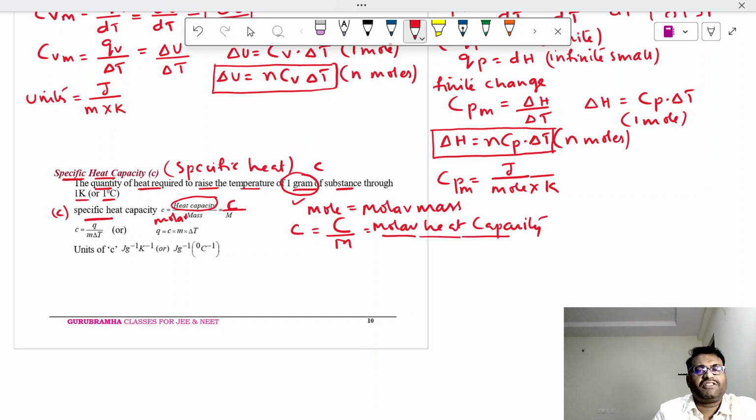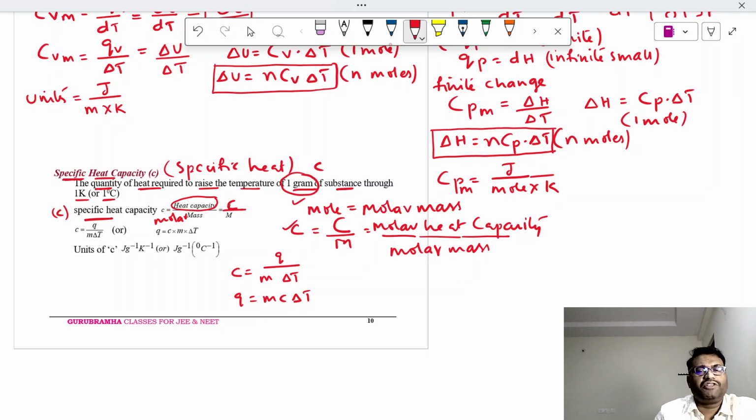So molar heat capacity is calculated for 1 mole. If you divide it by the molar mass of a particular substance, then what do you get? Specific heat capacity. Capital C is molar heat capacity. So mathematically, how can you represent it? c is equal to Q, the heat required to raise 1 gram of a substance through 1 degree centigrade, or Q is equal to m c delta T.